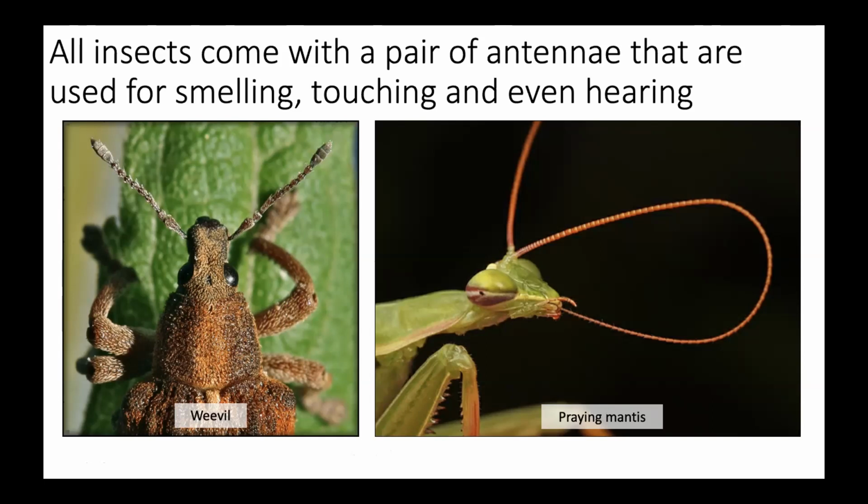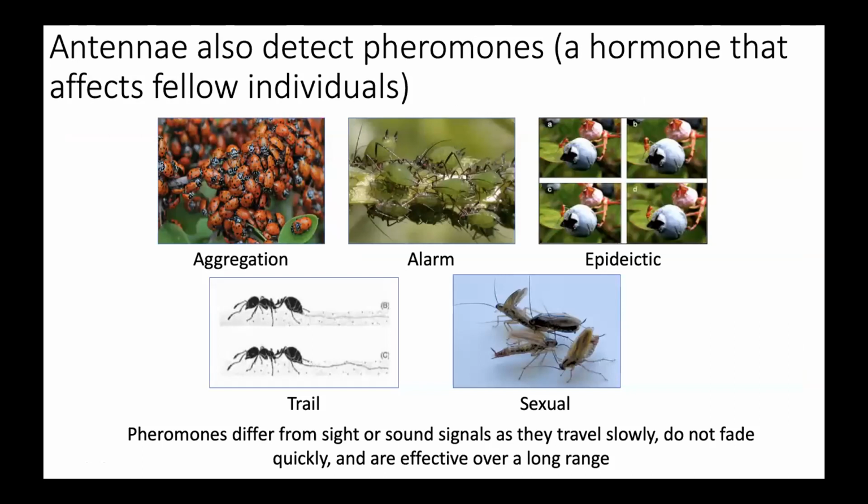So they need that head. That head is very good. It's sensing all those for them. Antennae also detect pheromones, and pheromones are a chemical signal from other individuals. It could be from nestmates, it could be from other species, but there are a number of different kinds of pheromones. There are aggregation pheromones. It's what brings a lot of the same insect together in the same place.